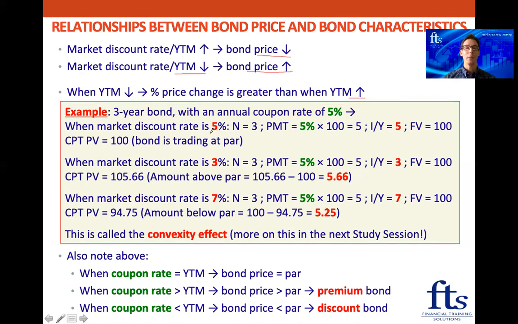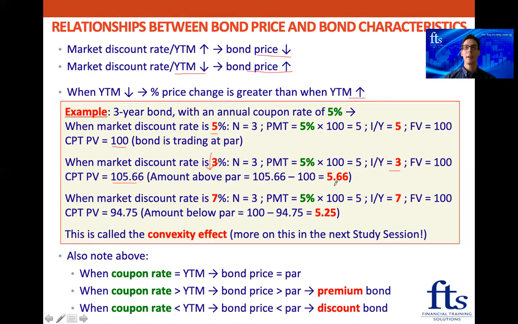So now when the market discount rate is 5%, you can just plug in the numbers there and check that the present value of the bond is 100. But now let's say the market discount rate is 3%. So the bond has become less risky. The only thing we need to change from above is to make the discount rate 3%, not 5 anymore. We hit the present value now. If it's less risky, we're prepared to pay more. We're prepared to pay $105 for the expected future cash flows.